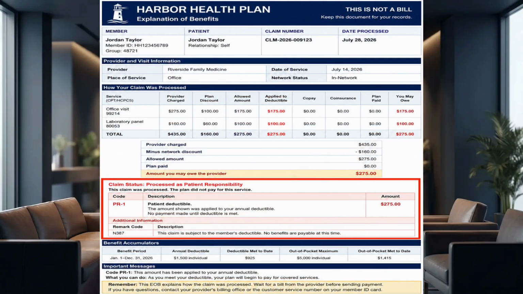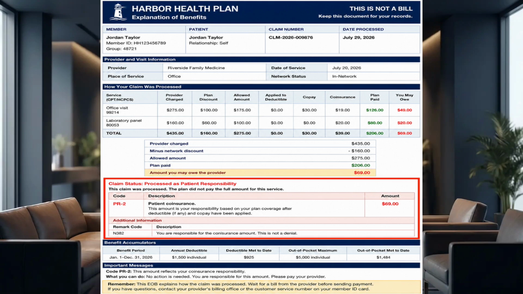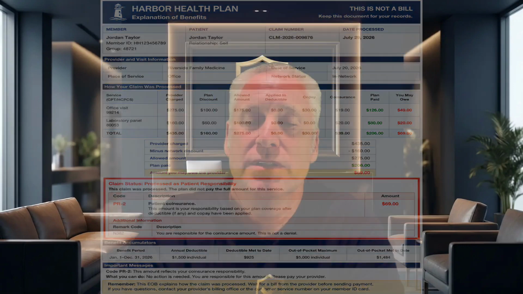The PR1 is a patient's deductible. It's not really a denial because insurance processed the claim correctly. The patient simply hadn't met the deductible. PR2, patient's coinsurance. Again, not a denial, just the patient's portion of the allowed amount.